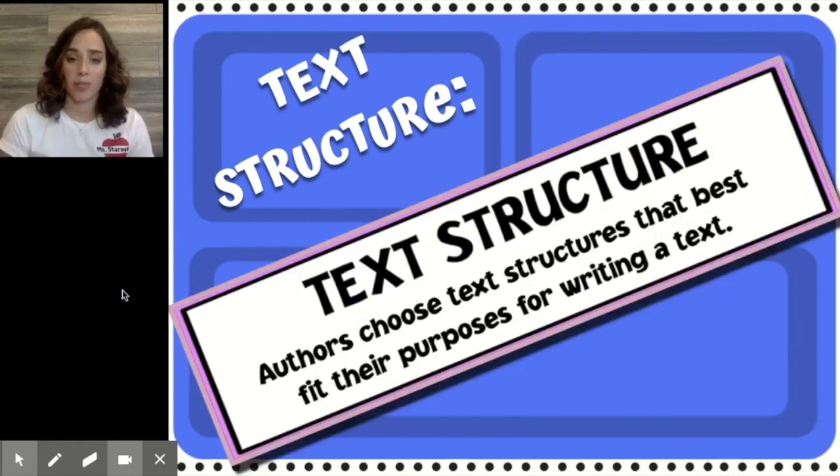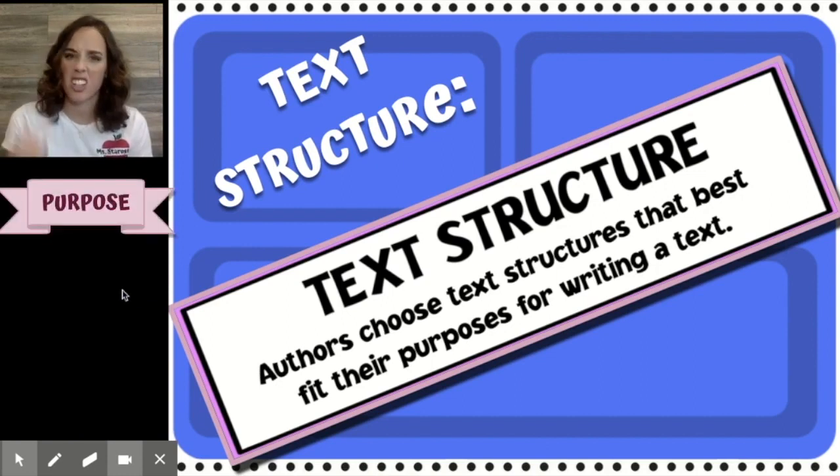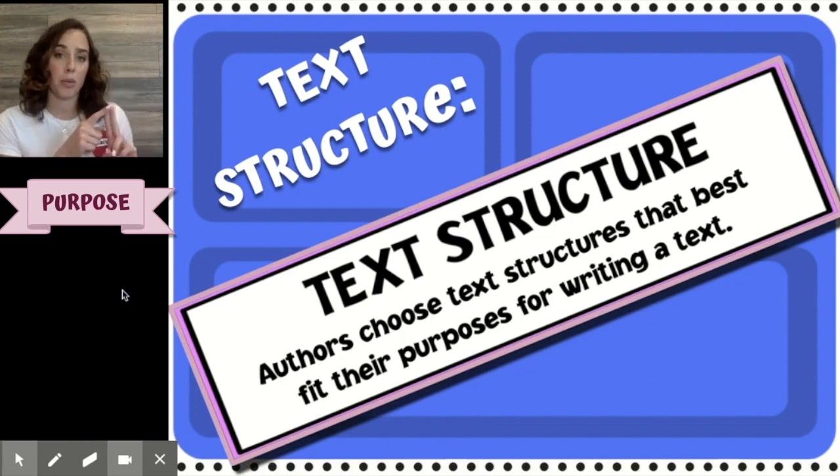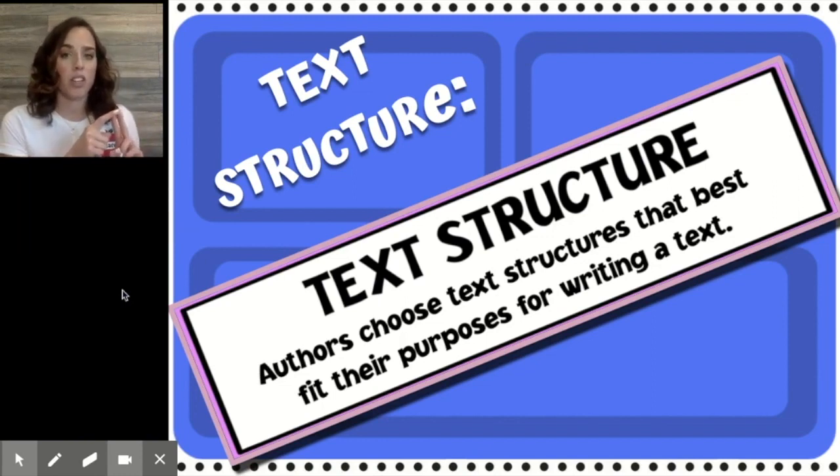Text structure. Authors choose text structures that best fit their purposes for writing a text. Let's write down the word purpose on our paper and circle it or highlight it or put a star around it. It's important for today's lesson. We're going to identify the purpose of our text, and also with close reading, we set a purpose for what we're writing. That word is super important and you'll hear it a few times.